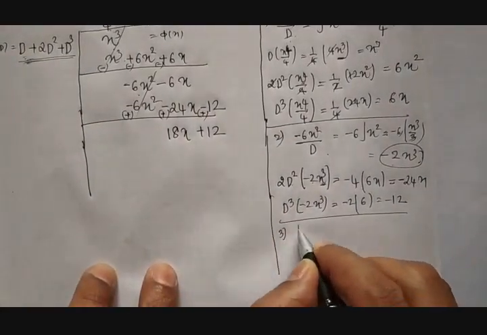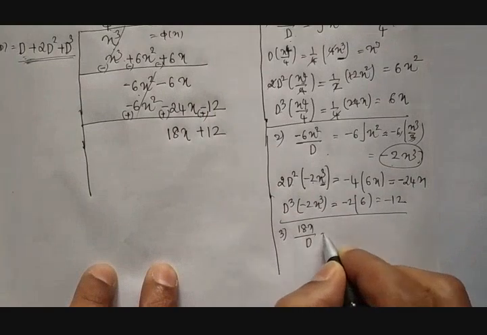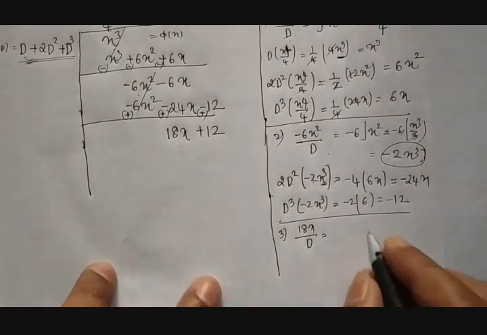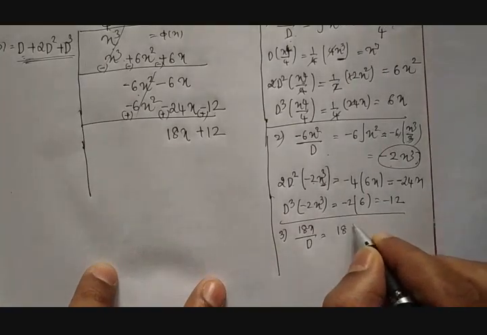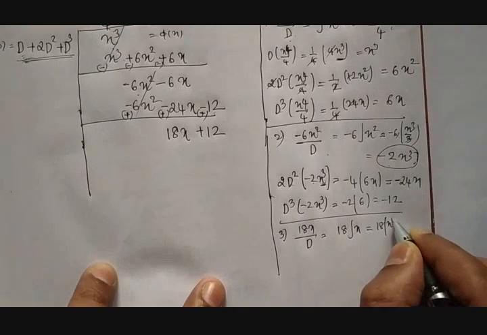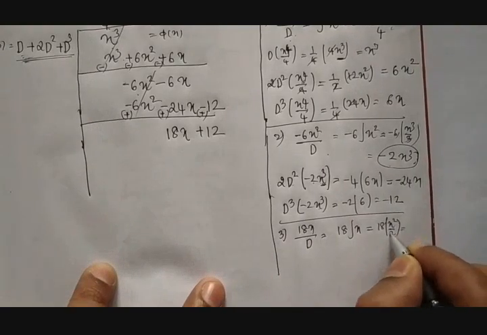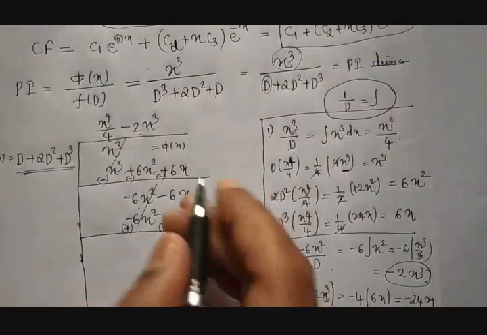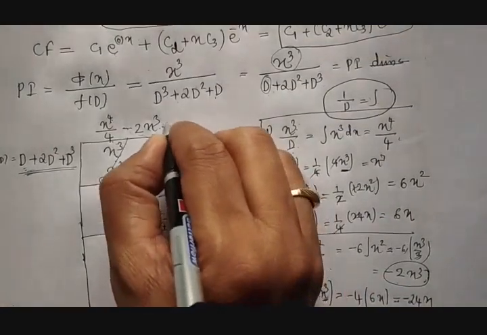What is the third stage now? First term divided by first term. First term of phi of x divided by first term of f of D. So it is 18 into integration of x. So 18 into, what is integration of x? x square by 2. So 9 x square will be written here.